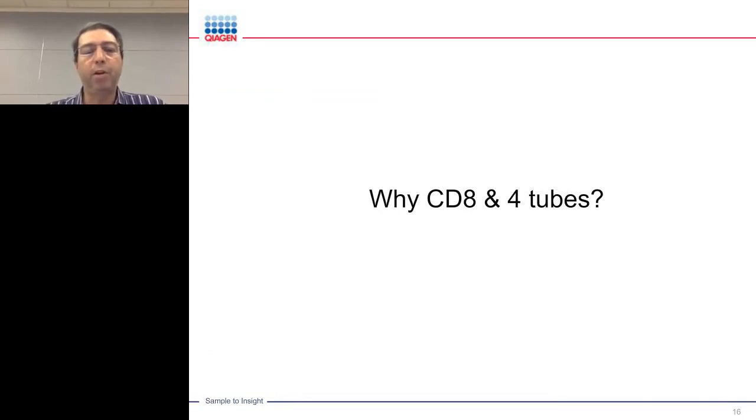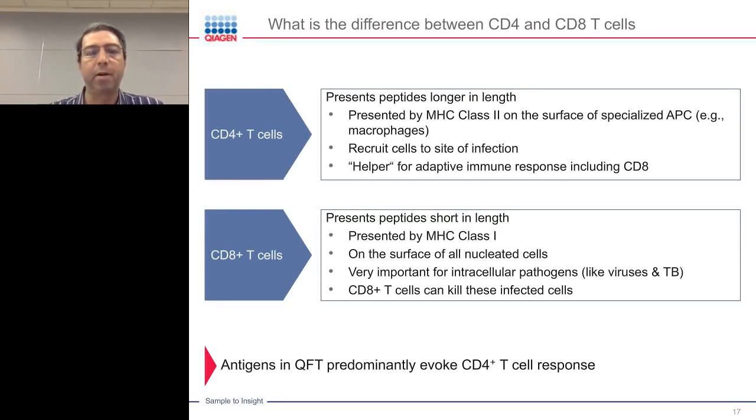So the big question that we get is, why did we go down the path of looking at adding CD8 antigens, and why did we go from a three-tube format up to a four-tube format? And just a little bit of background on CD4 and CD8. So CD4 T cells are very important in terms of cell-mediated immunity, and they're really the helper cells to the adaptive immune response, including T cells. And these CD4 cells recognize peptides that are presented in the context of MHC class II, and this is on specialized antigen-presenting cells.